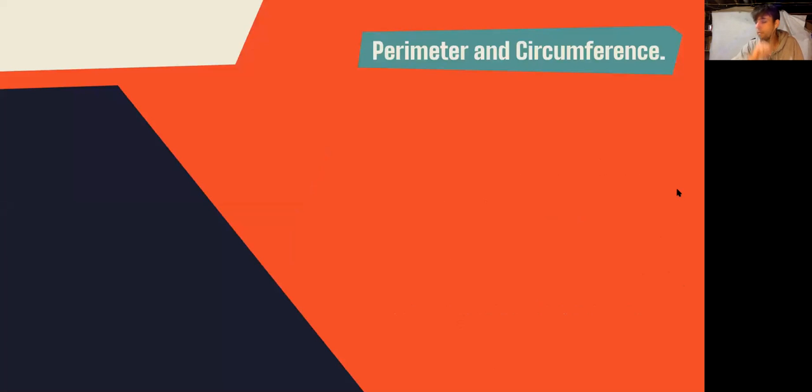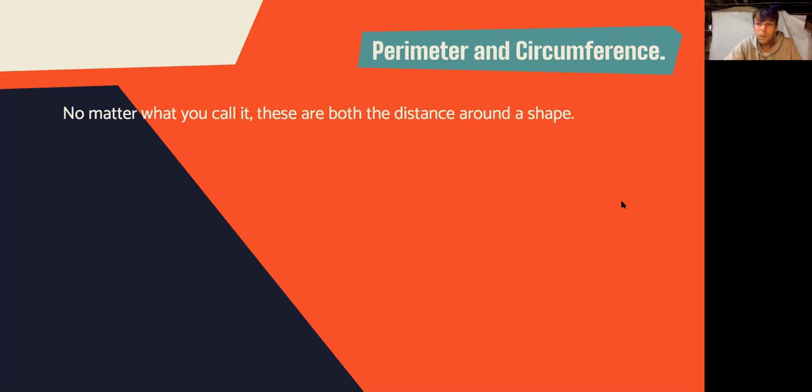So the first thing we're going to talk about is perimeter versus circumference. Really, no matter what you call it, it's kind of the same concept. These are both just the distance around the outside of a shape.